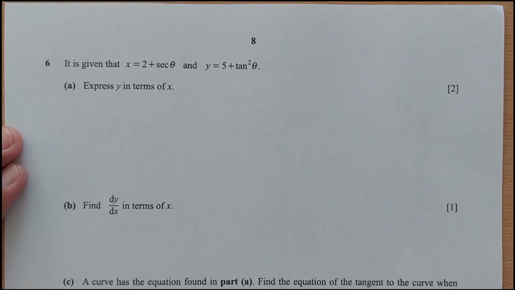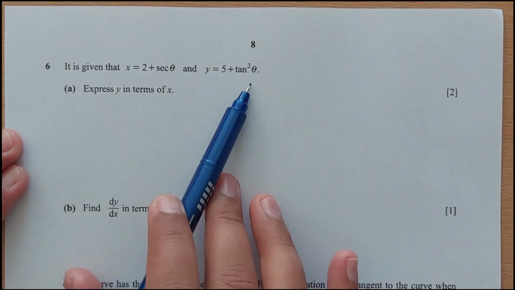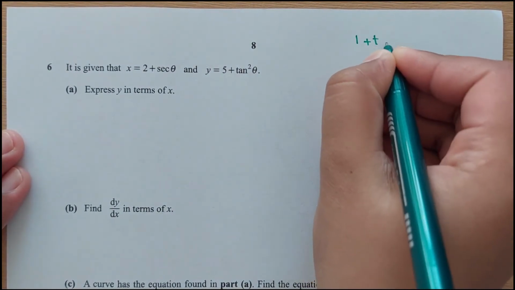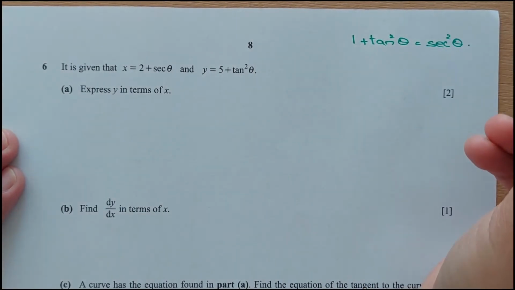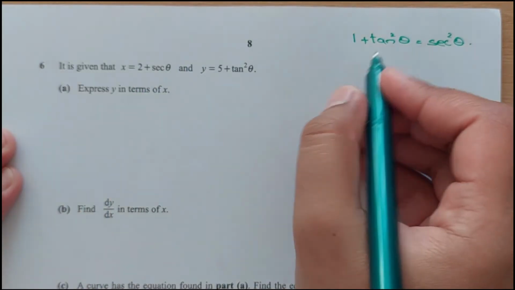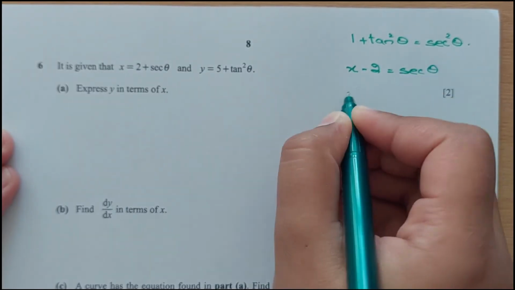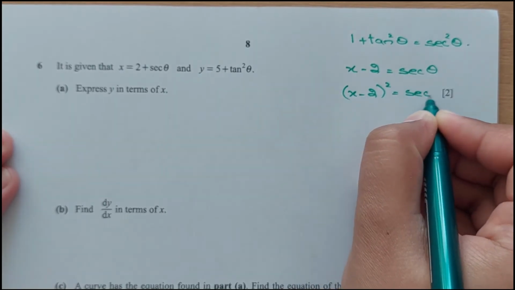Question number 6. It is given that x equals 2 plus secant theta and y equals 5 plus tan square theta. Now for the a part, y in terms of x. Okay, so y in terms of x, we have tan square theta over here. So we have to use the identity that 1 plus tan square theta equals secant square theta. Right. So if we solve for secant theta from here, we have x minus 2 equals secant theta. Right. And x minus 2 whole square is equal to secant square theta.